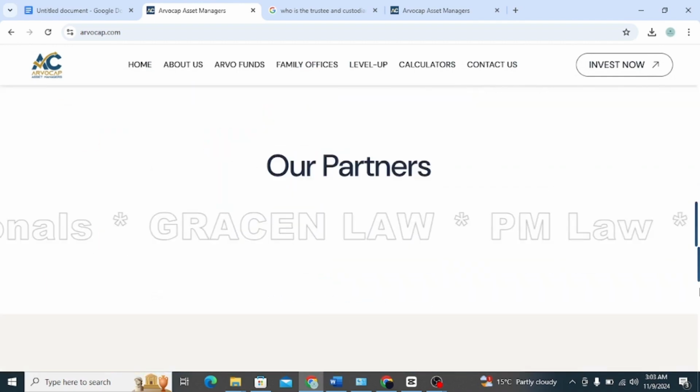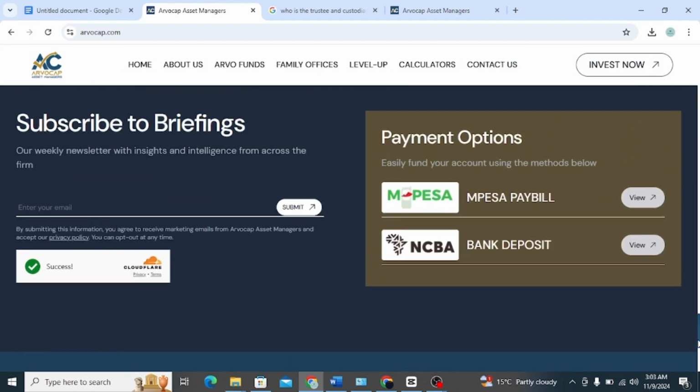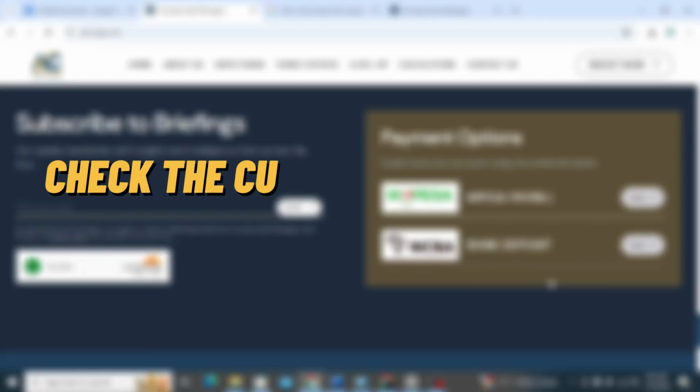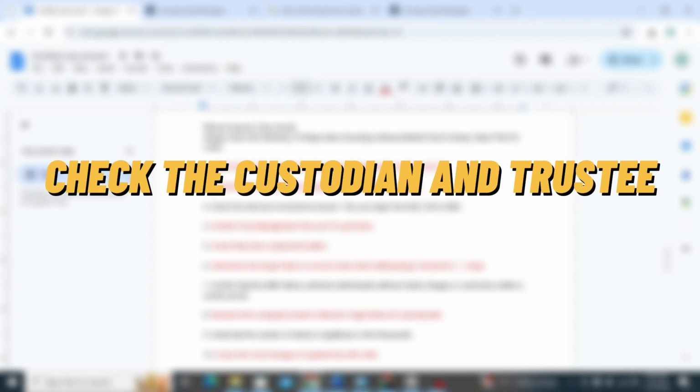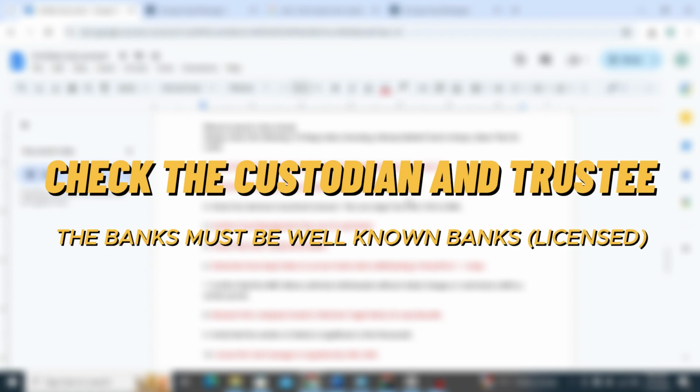So in this case, Avocap Asset Management gets its trustee and custodian services from NCBA bank. NCBA is a very trusted bank. So in this case, the company checks out the fact that you have to verify that the custodian and trustee banks are well-known banks. NCBA is a well-known bank, and that is the bank that Avocap uses for trustee and custodian services. So it's a bank to trust. That shows us this is an asset management company you can trust.